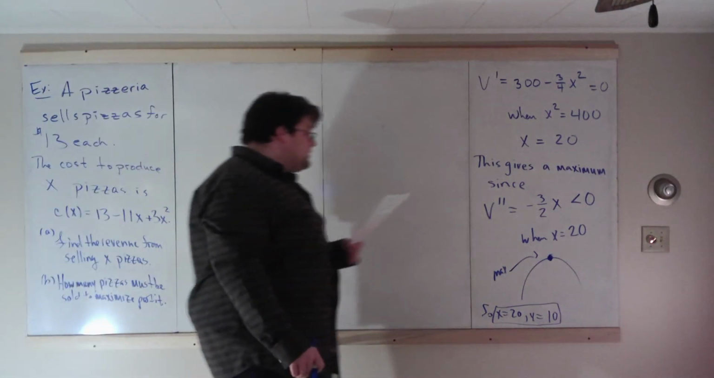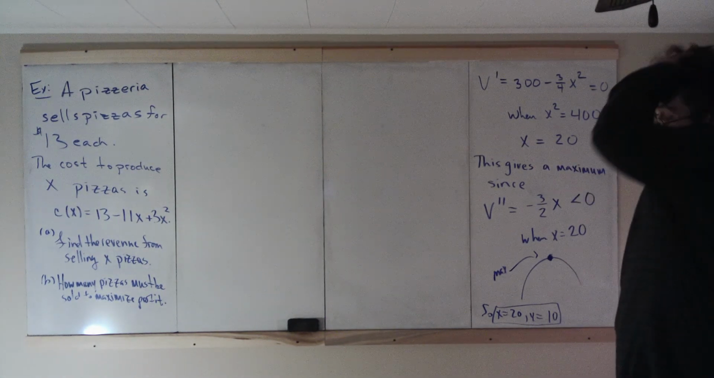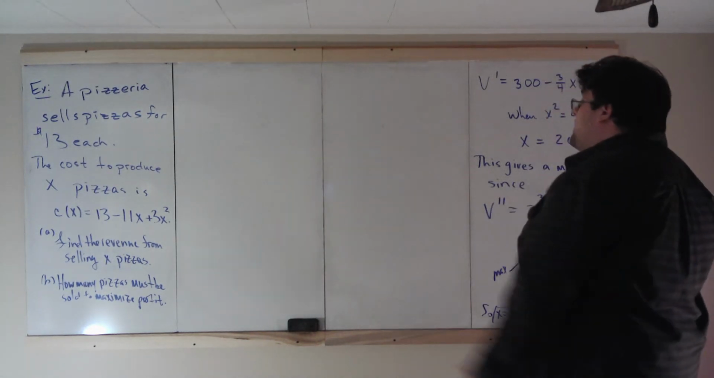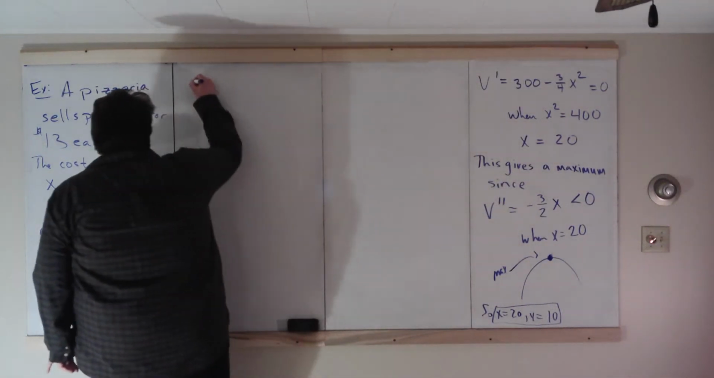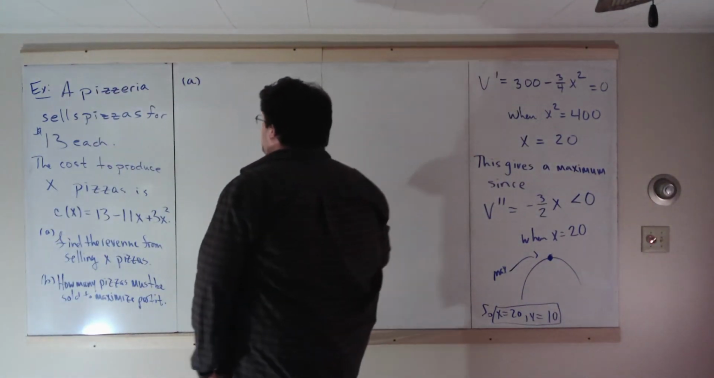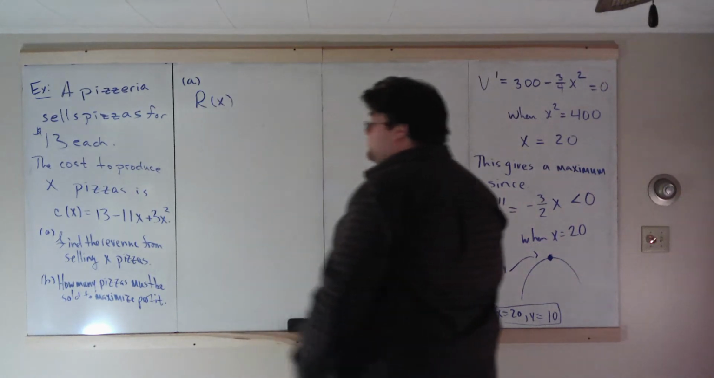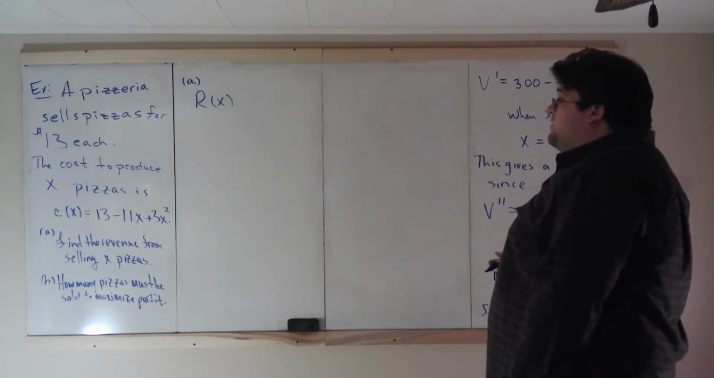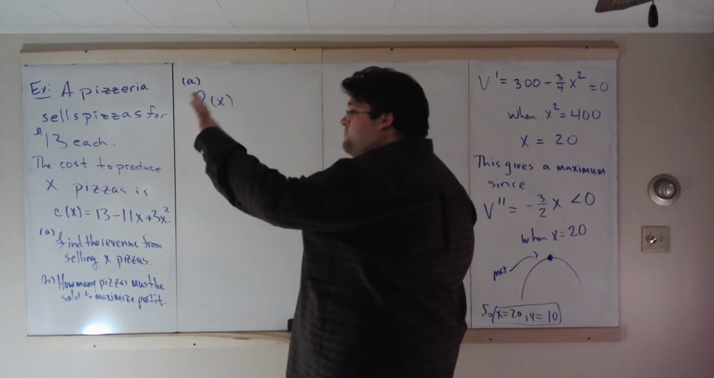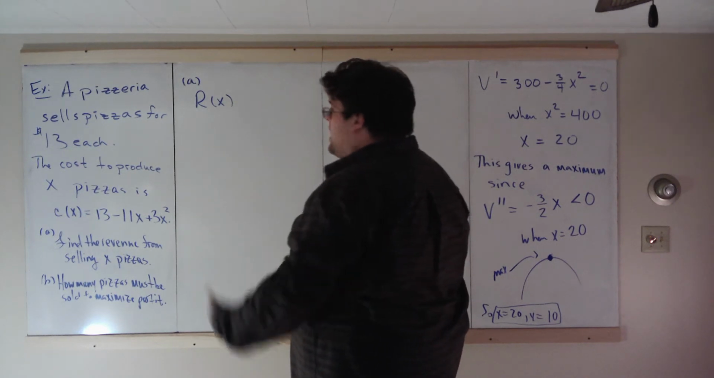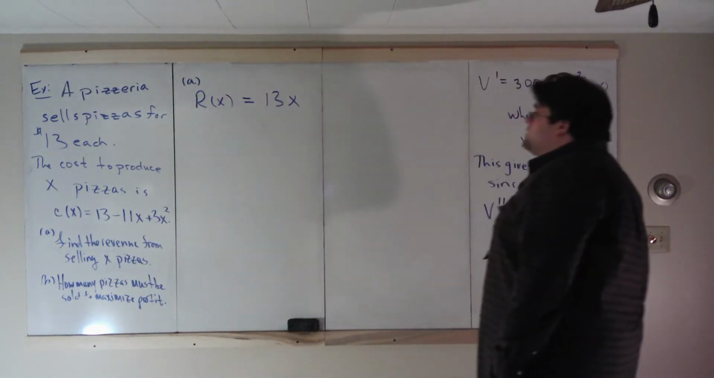So we have a pizzeria sells pizzas, $13 each. The cost to produce x pizzas is C of x, that should be a capital C, equals 13 minus 11x plus 3x squared. Find the revenue from selling x pizzas. How many pizzas must be sold to maximize profit? So before doing anything with maximizing profit, we need a revenue function. Well, the revenue is how much money the pizzeria takes in from selling pizzas. Well, x pizzas, $13 per pizza. Do a unit conversion argument, $13 per pizza times pizzas. Pizzas cancel, you're left with dollars. So 13x is our revenue function.